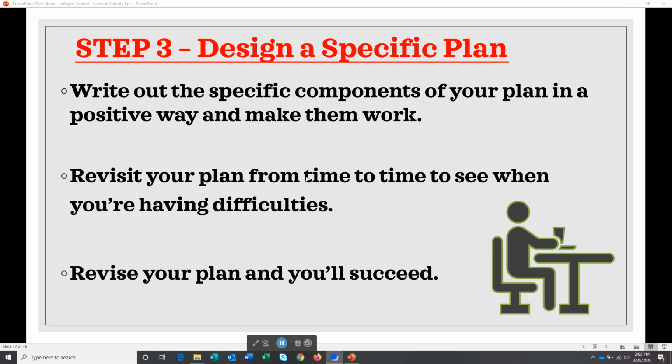Step 3, designing a specific plan. Write out specific components of your plan in a positive way and make them work. Revisit your plan from time to time to see where you are struggling and where you are succeeding. Revise your plan if needed to help attain your goals.